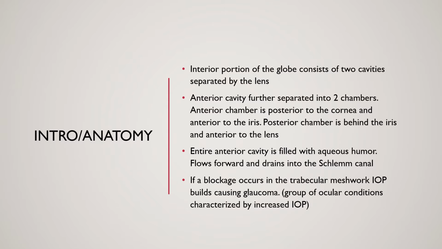Okay, the interior portion of the globe consists of two cavities that are separated by the lens. The anterior cavity is further separated into two chambers. The anterior chamber is posterior to the cornea and anterior to the iris, and the posterior chamber is behind the iris but anterior to the lens. The entire anterior cavity is filled with aqueous humor.